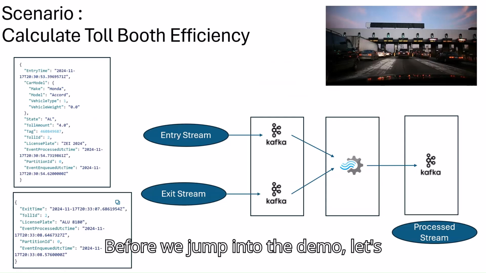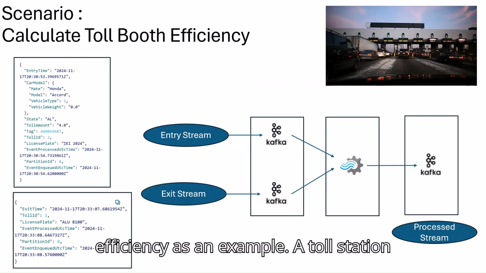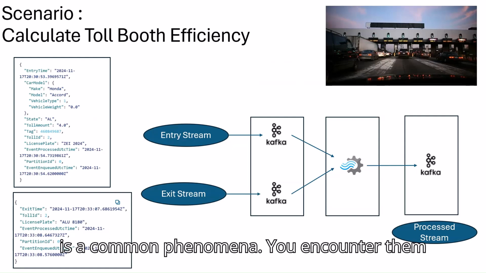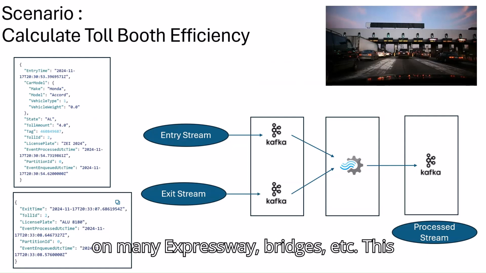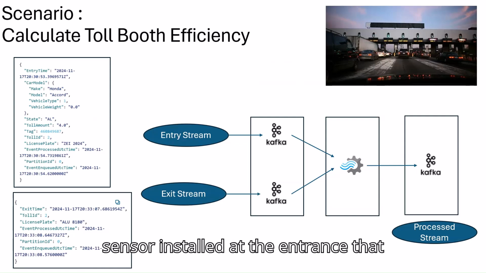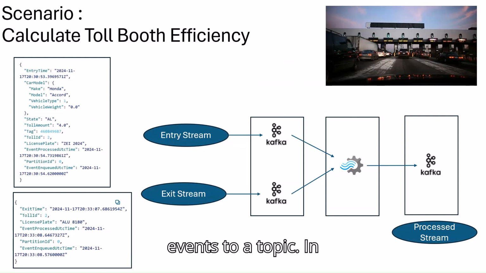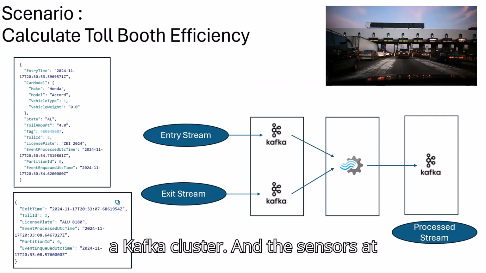Before we jump into the demo, let's take a scenario of calculating toll booth efficiency as an example. A toll station is a common phenomenon. You encounter them on many expressways, bridges, etc. This solution works with two streams of data. Sensors installed at the entrance are producing an entry stream by writing events to a topic in a Kafka cluster.